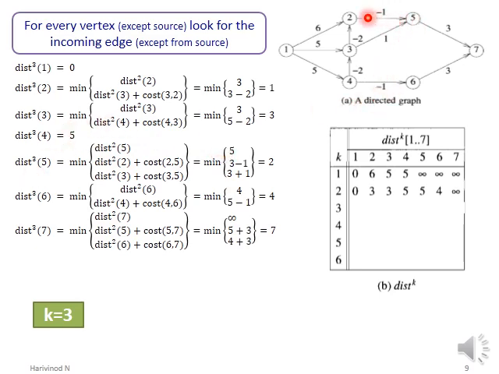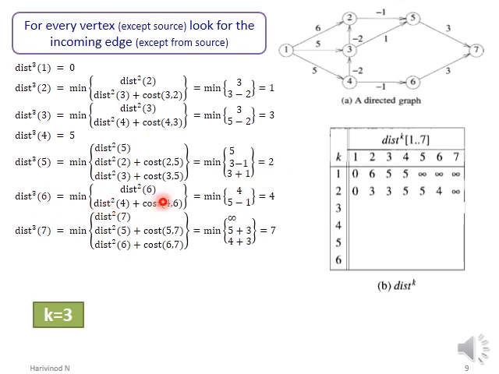Node 5 has 2 incoming edges. The results are: earlier distance of 2 is 3, so 3 minus 1 is 2. The earlier value of vertex 3 is 3, plus 1 is 4. So the better value, the minimum one, is 2. So update 5 with 2.